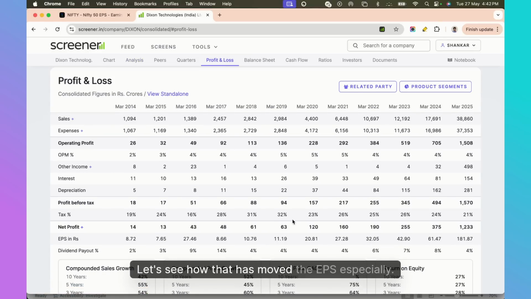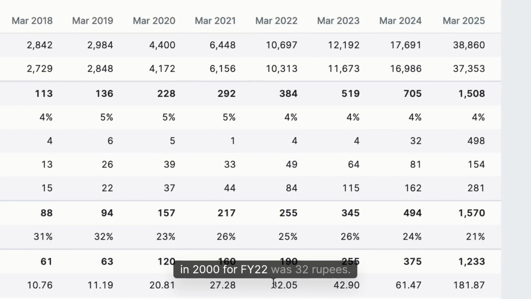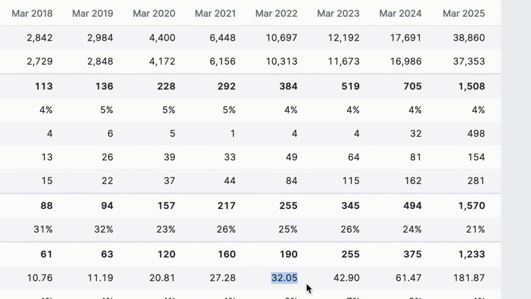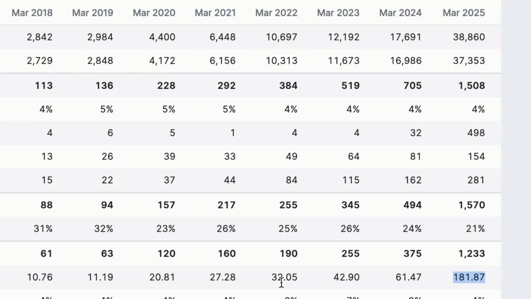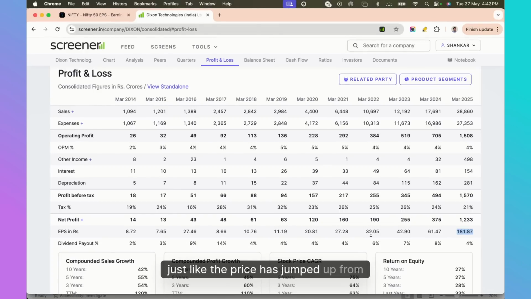Let's see how that has moved, the EPS especially. So the EPS in FY22 was 32 rupees. It jumped up to 42.61. It's now at 181. So what's 181 divided by 32? I think it's about 5.5 times. So just like the price has jumped up from x to 5x, even the EPS has gone up from x to 6x. So it's following that pattern, that as the EPS goes up, so does the price of a stock.